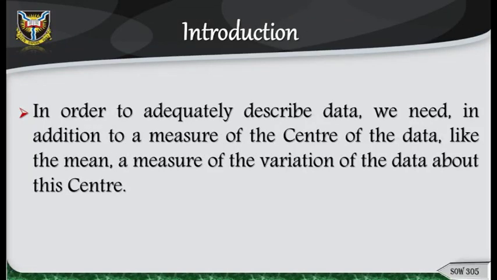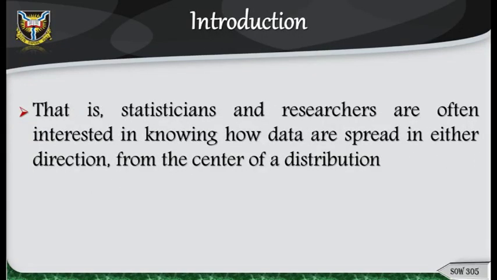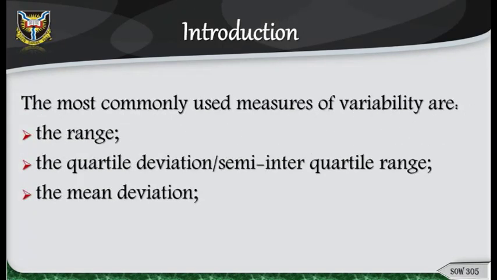Introduction. In order to adequately describe data, we need, in addition to a measure of the center of the data, like the mean, a measure of the variation of the data about the center. That is, statisticians and researchers are often interested in knowing how data are spread in either direction from the center of a distribution. The most commonly used measures of variability are 1.